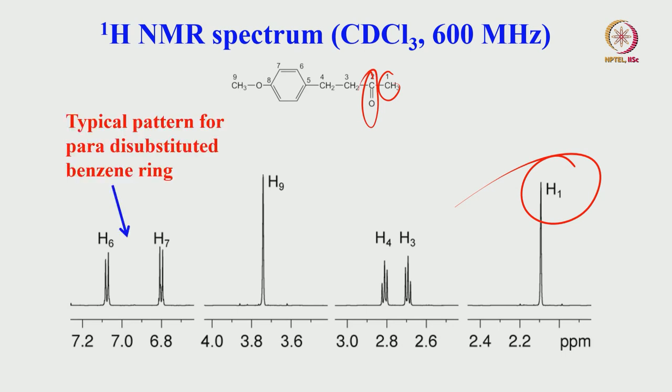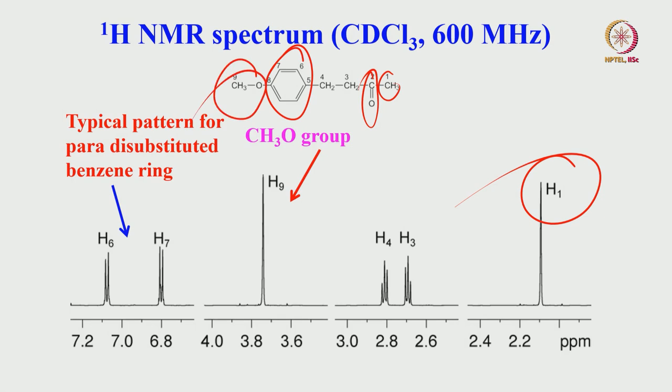And of course, these two correspond to ring protons, the typical pattern expected for a benzene ring. And one more is there, which is uncoupled, a singlet. It has to be OCH3, coming in the methoxy region.